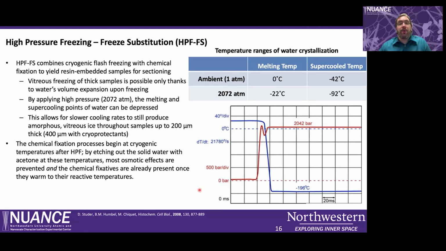The way this works is functionally you have two jets of liquid nitrogen that hit both sides of your sample, and that both increases the pressure substantially and cools your sample very quickly so that you can get very, very high cooling rates.